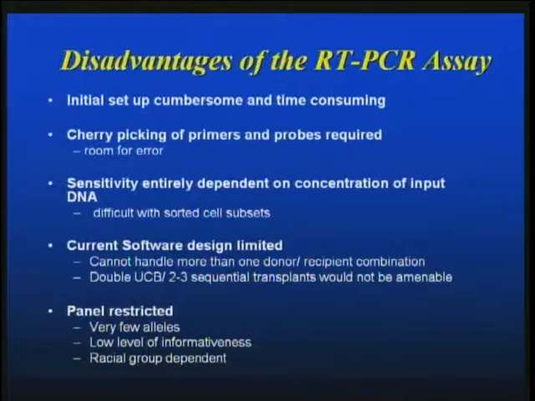The current software design is very limited. They've designed it so that it can only handle one donor recipient combination. So if you had 2 umbilical cord blood units or sequential transplants, the program couldn't handle them. The panel is restricted, as I've just shown you. It's not as informative. Its discrimination is nowhere near as powerful. It's very heavily racial group dependent as well.